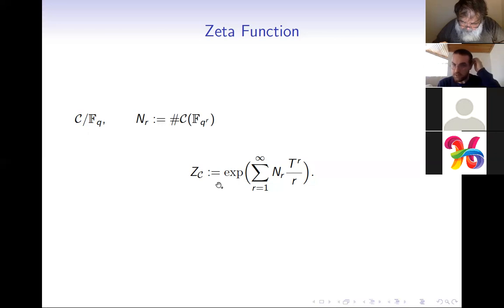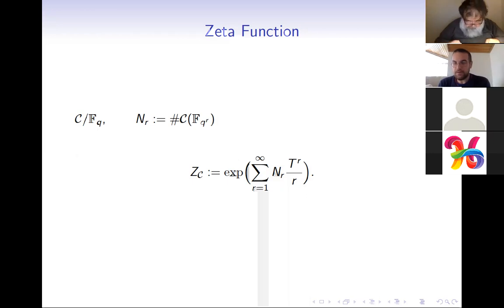What you do is you basically don't only count the number of FQ rational points, but you count the number of rational points over all possible extensions of FQ. So for each possible r, I will denote the number of FQ to the r rational points by n sub r. And I put them all together into a nice generating power series like this. So this is the zeta function associated to the curve. It holds the information about the number of rational points over all possible finite extensions of FQ, right?